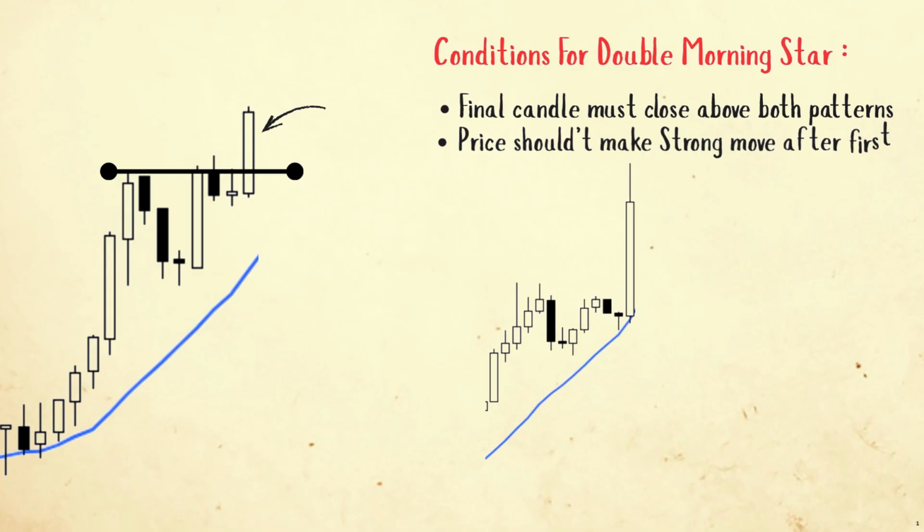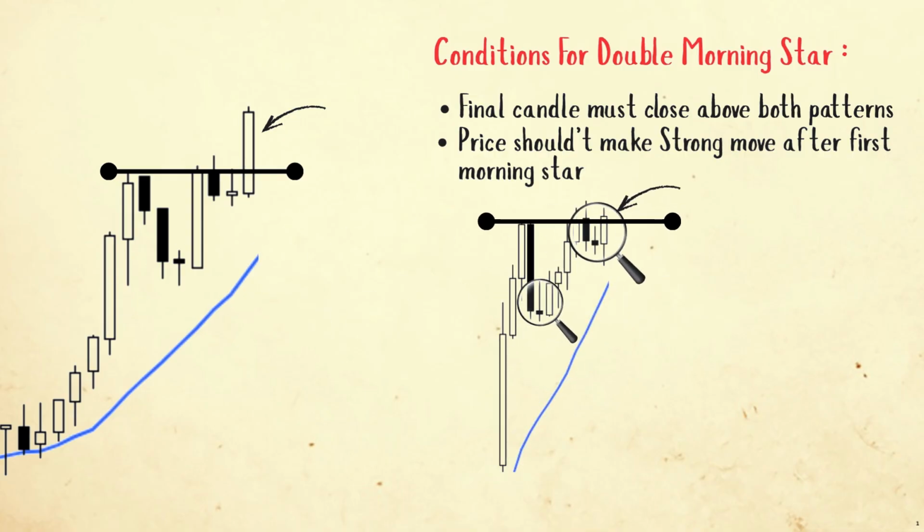In situations where the market pauses after the first morning star pattern, the price should not make a strong move upward. Instead, it should remain within a small range and consolidate near the first pattern. After this brief consolidation, the market should form the second morning star pattern, with its final bullish candle closing above the entire pattern structure. For example, the market may form the first morning star pattern and then print 3 small candles while remaining within the same price range. If the market then forms a second morning star pattern and the final bullish candle closes above the entire structure, the setup is still considered valid.